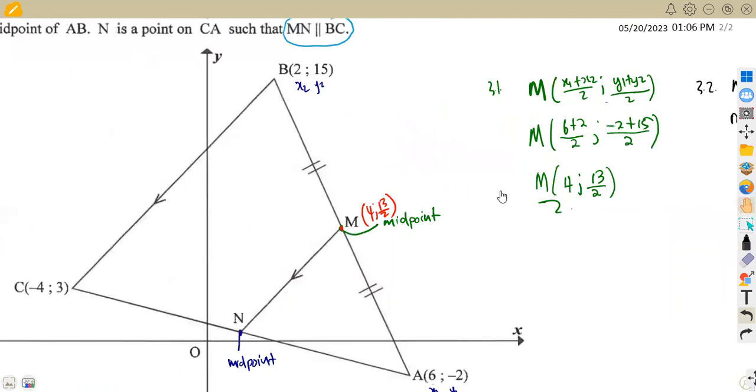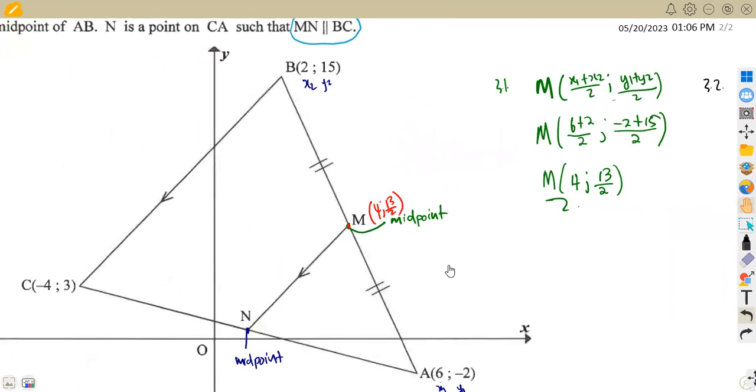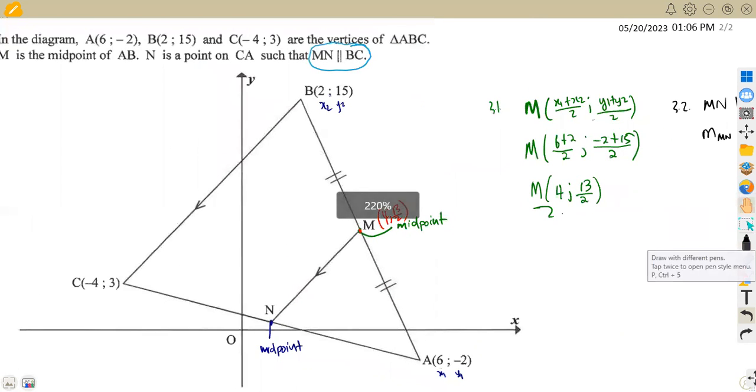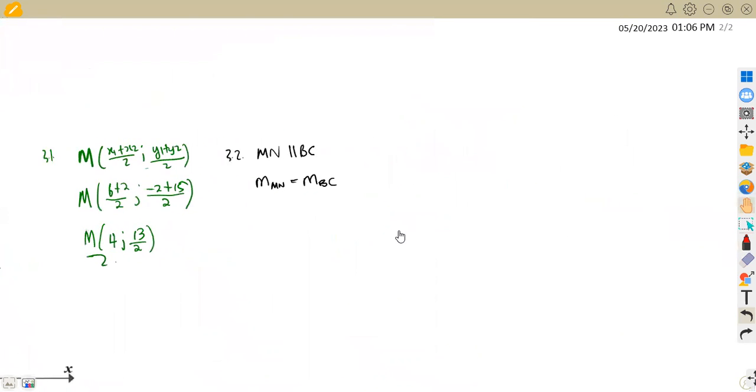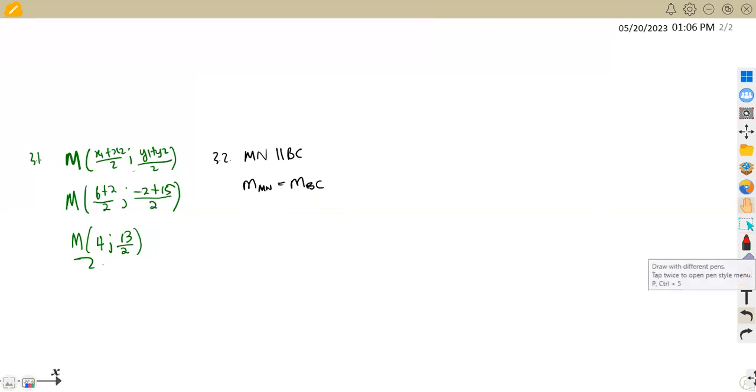All right, from B to C, do we have exact points? Yes, we've got exact points here. We've got point B and we have got point C. So we can calculate the gradient from there. B being (2, 15). So we can calculate the gradient of BC, which is the same as the gradient of MN. Remember, the point B was (2, 15), and the point C is given as (-4, 3) from our diagram.